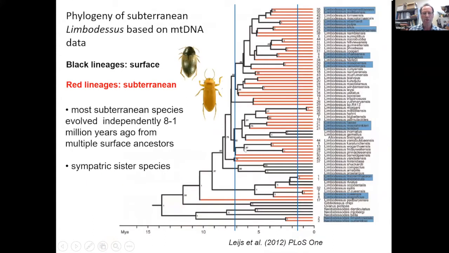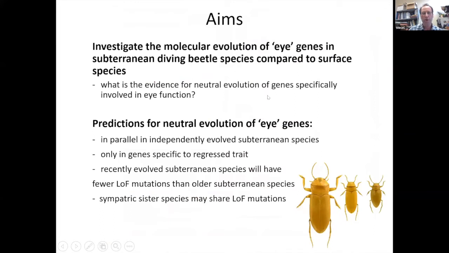Remco Leys showed that most of these subterranean species evolved independently between about 8 and 1 million years ago from multiple different surface ancestors. But there are also these sympatric sister species that are shaded here, where their ancestor is most likely to have been a stygobiont. So the aim of the research I'm presenting here is to investigate the molecular evolution of different genes involved in eye function in subterranean diving beetles compared to surface species, and really to look at the evidence for neutral evolution of these genes specifically involved in eye function.